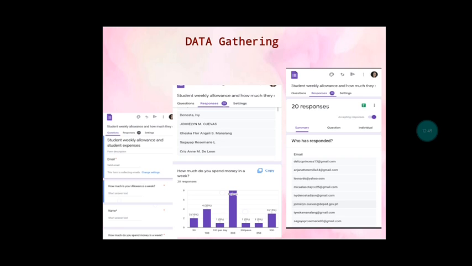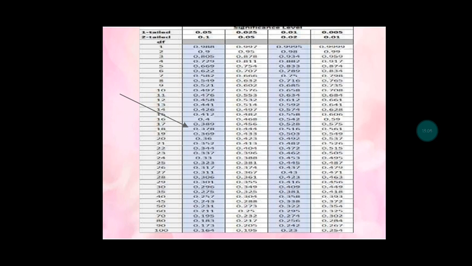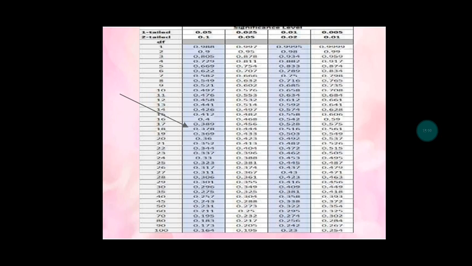So, yung data gathering ko is ito yung mga naging respondents ko dito sa student weekly allowance and student expenses. Ayan, ito yung table natin. So, number 18. Ayan, dito naman, yung kanina is yung critical ko is 0.37. So, number 18 siya. So, titingnan natin sa table. Ayan, number 18. So, nakatapat sa 18 is 0.37.